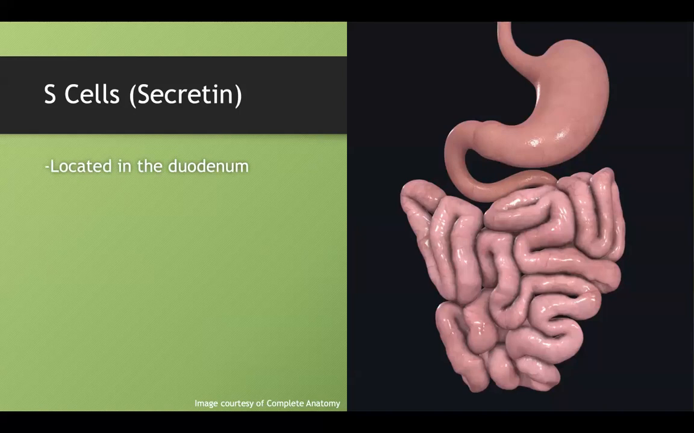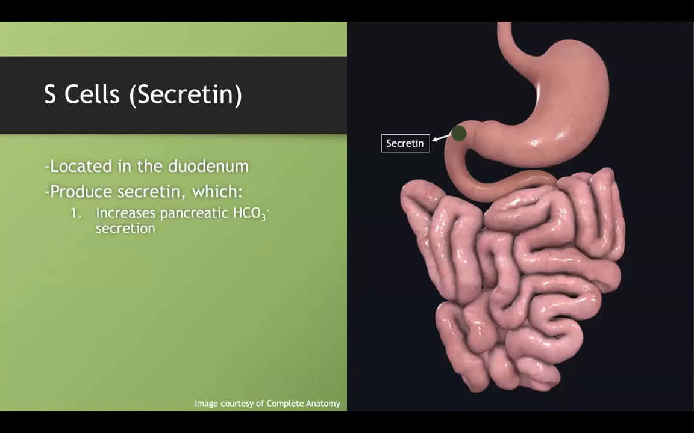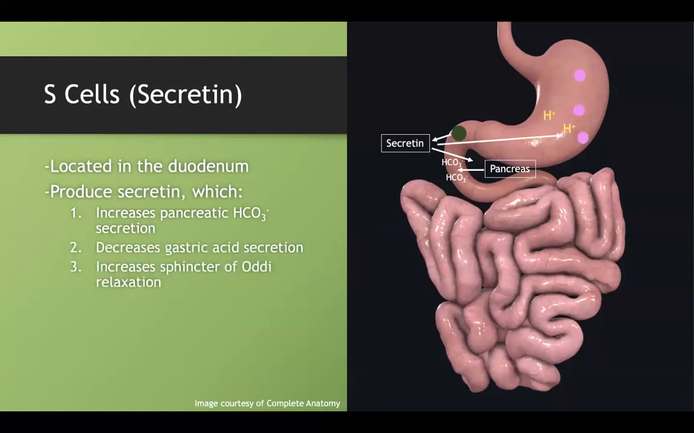S cells are located in the duodenum. And what they'll do is they'll produce secretin, which can increase bicarbonate secretion, which is what we're talking about right here. They also can decrease gastric acid secretions, and they increase sphincter of Oddi relaxation. So it would cause more bicarbonate to flow in. And the whole point of secretin is to basically neutralize all the acid in the stomach.